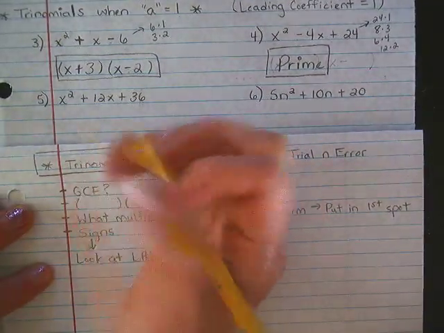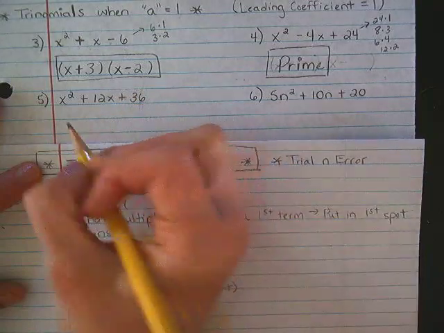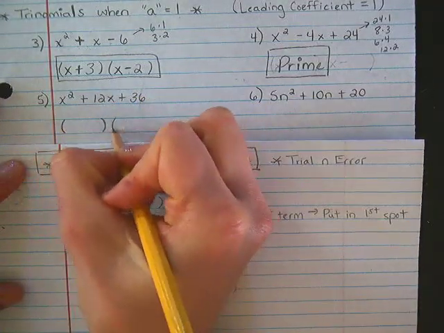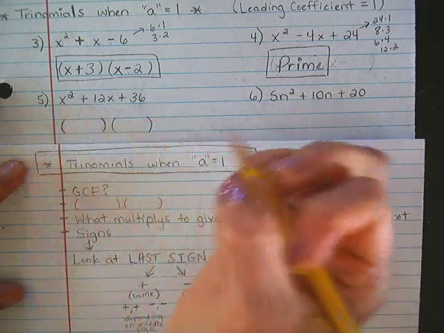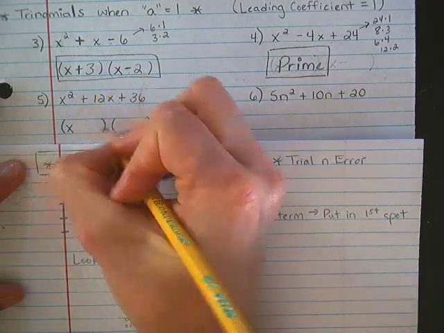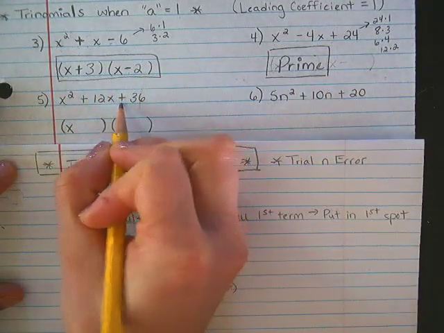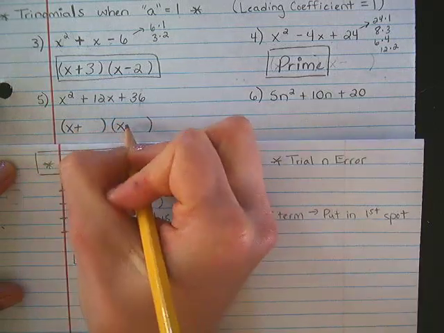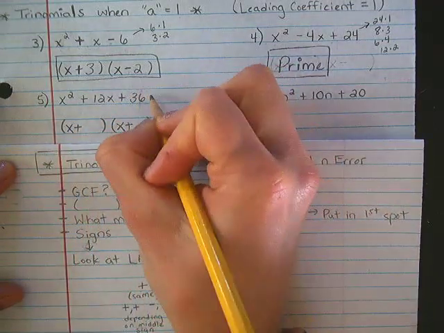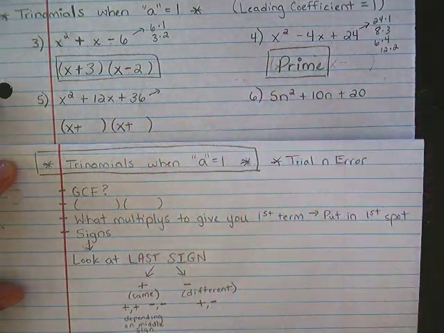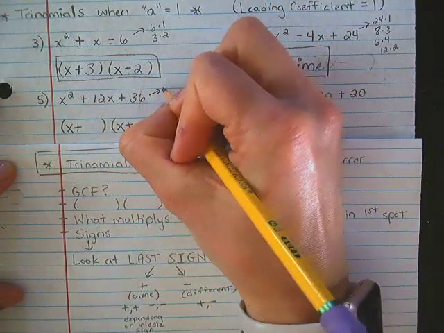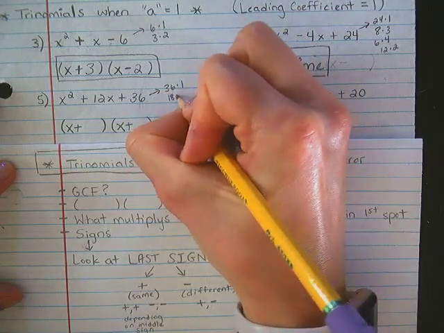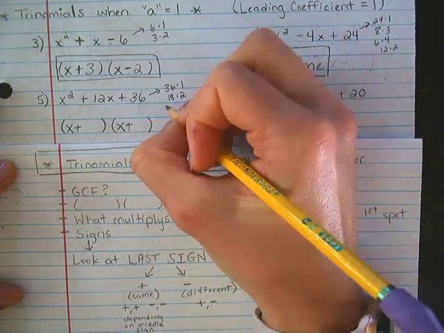All right, so same thing. Trinomial, 1 in front. I'm going to put my 2 parentheses. What times what gives me x squared? Well, x times x. My signs, they're going to be the same. They're both going to be positive, which means they're going to add together. And then I'm going to start listing out my factors of 36. So we've got 36 and 1. 18 and 2.